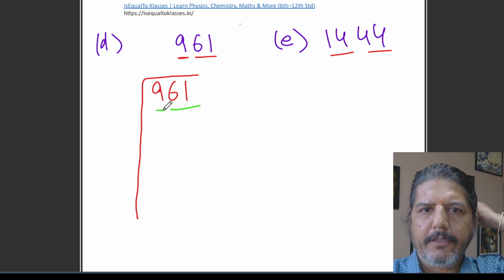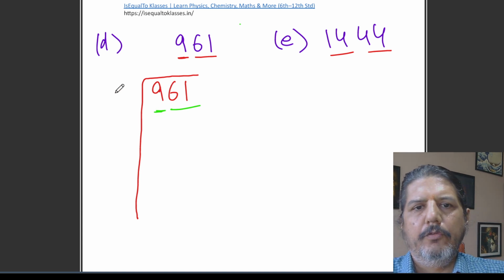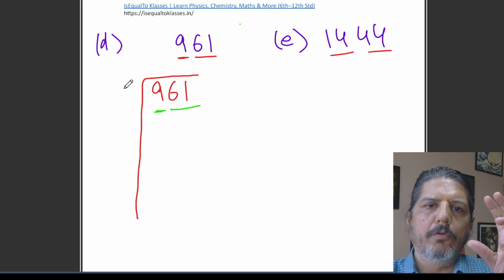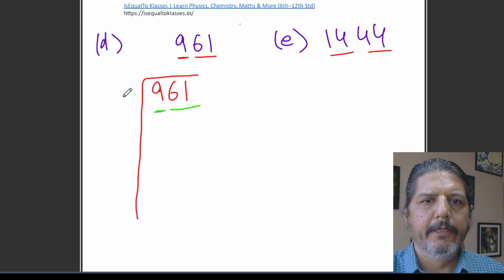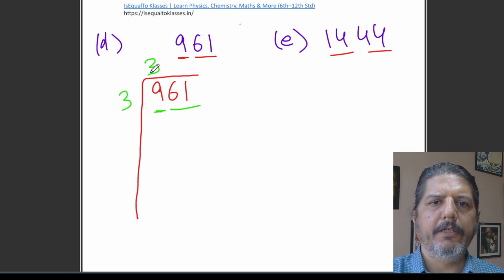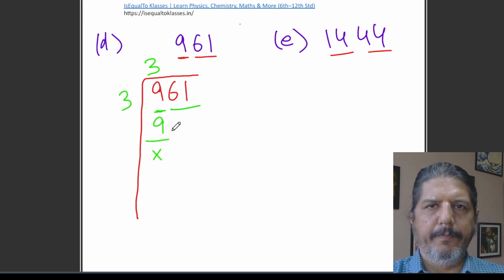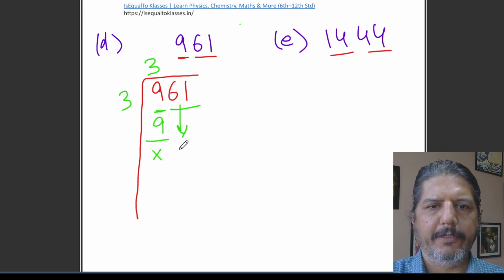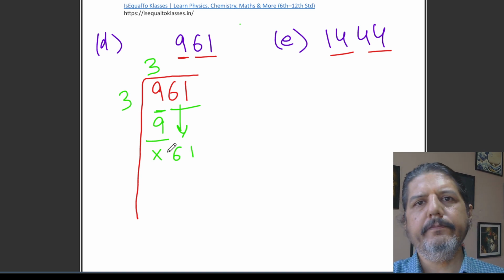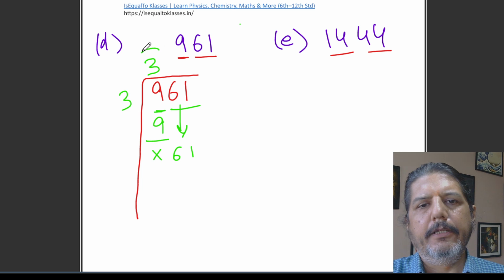261 is the first pair. 9 is alone. So I find a number which when multiplied by itself is less than or equal to this number. So 3 is a number, so 3 3s are 9. The remainder is 0. Whole of the 61 comes down. Now, this is the quotient.